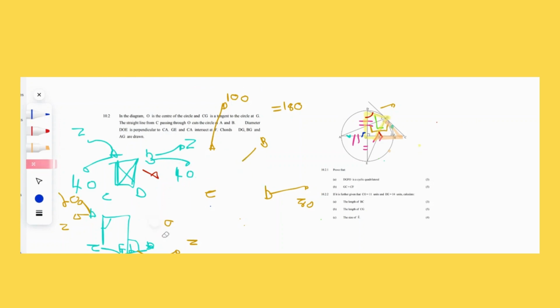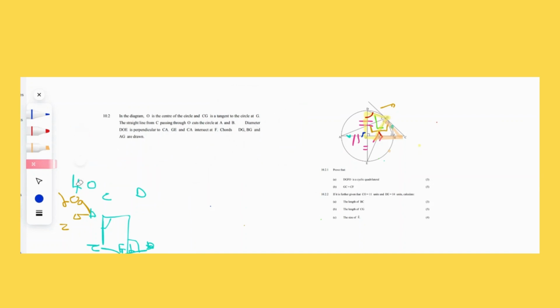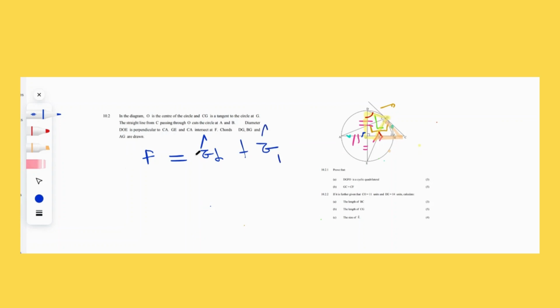Now, before you approach a question, before you try to process it, before you try and break it down to its very simplest form, you need to write a goal. You need to highlight and outline what your goal is. The goal is to prove, I'm just going to write it down. Our goal is to prove that F equals G2 plus G1.